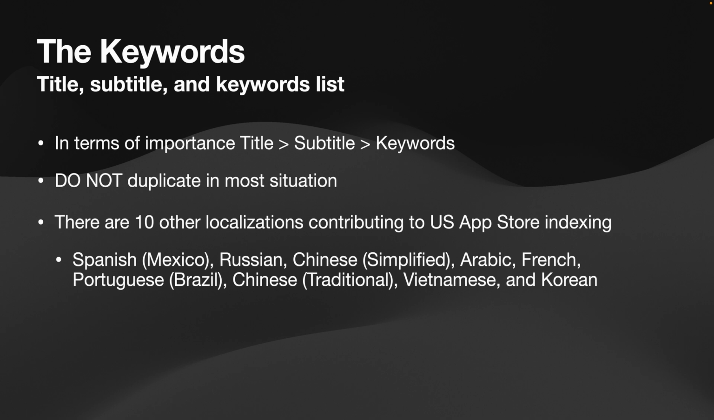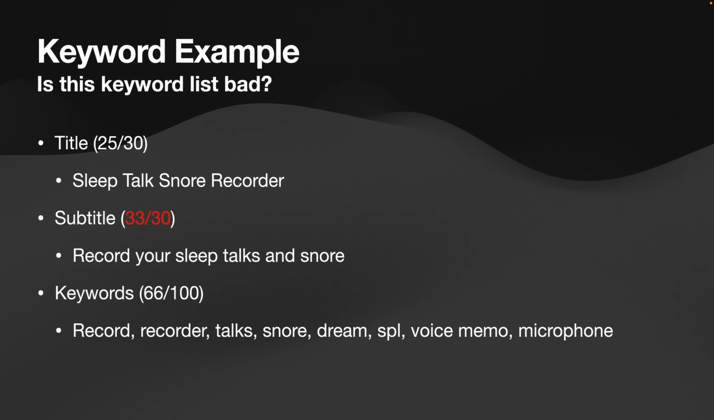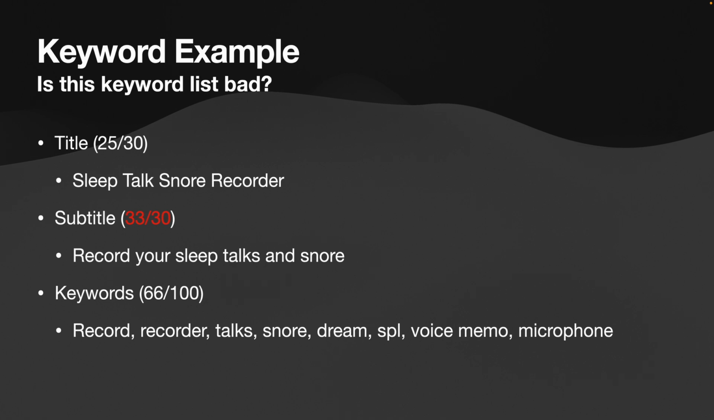Now, knowing all this knowledge will help you prevent some fundamental mistakes. However, it does not enable you to have a successful ASO just with these. Let's look at a simple example. Imagine you have a recording app that is focusing on snore and sleep talk. Now you are filling up your title, subtitle, and keywords as I demonstrated on the screen. Can you tell me what the problem is with this keyword list?